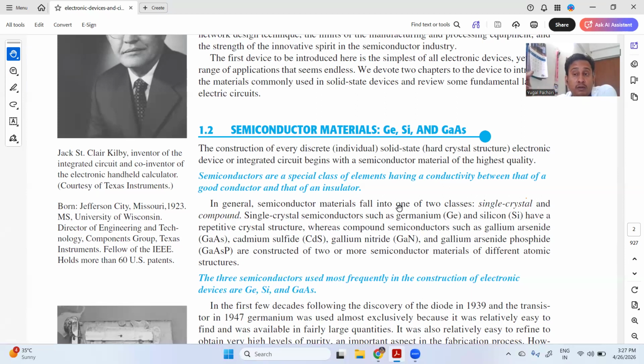On the basis of the doping, there are two types, P type and N type. Doping, I will tell you, but let's study the book. Semiconductors are a special class of elements having a conductivity between that of a good conductor and that of an insulator. Now, this is a very important line. A semiconductor has conductivity between that of a good conductor and an insulator. Let me put the highlighter for you.